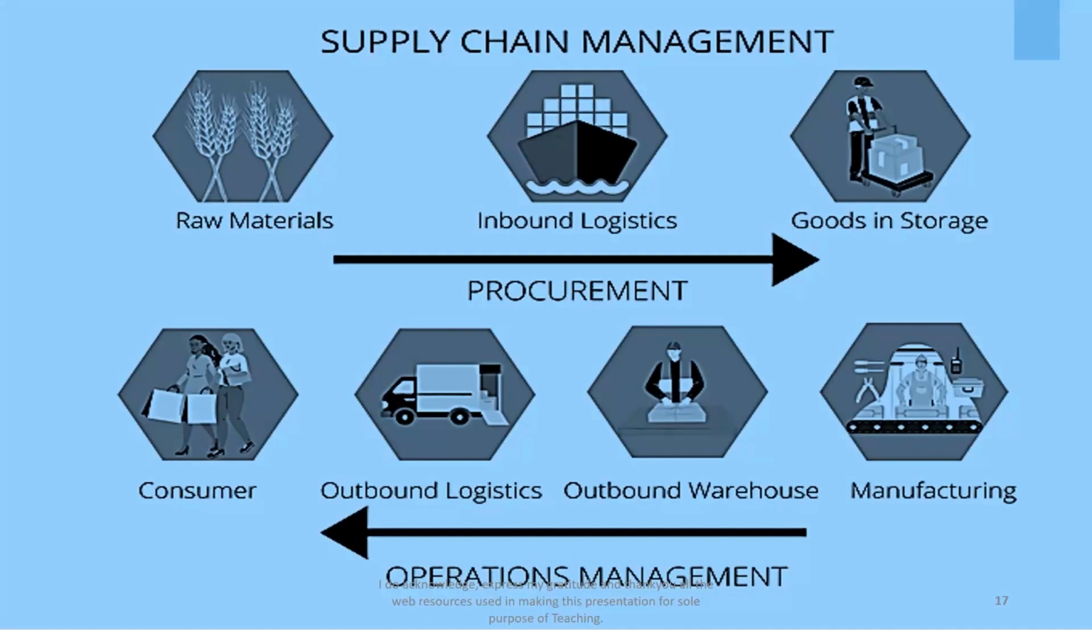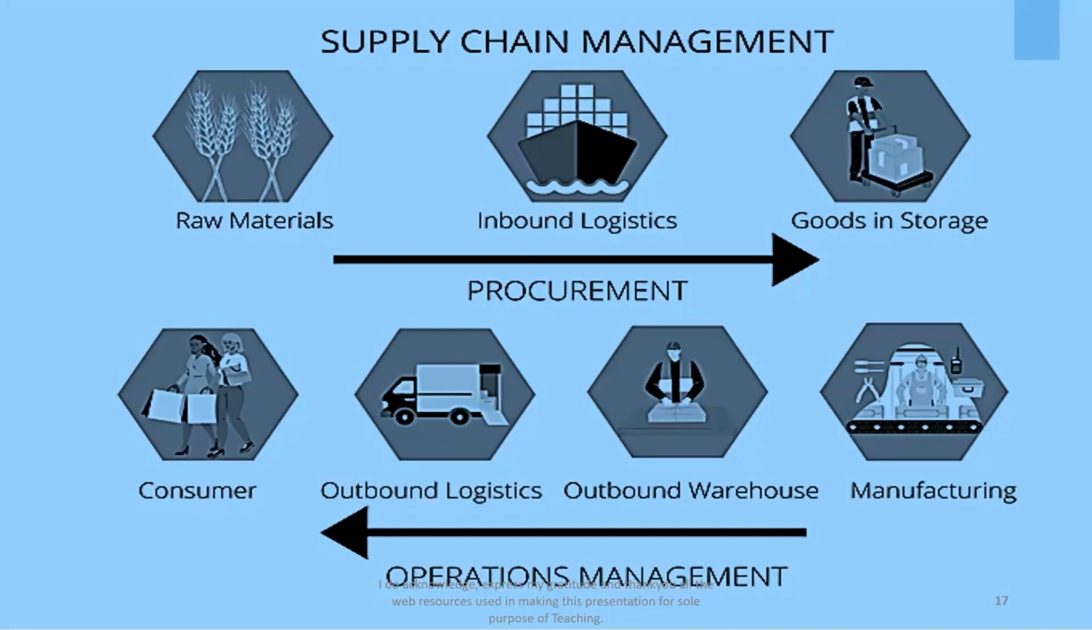The goods in storage are given to the manufacturer. The manufacturer produces the product and sends it to the outbound warehouse. Now the product is ready for outbound, and with the help of outbound logistics, it reaches the consumer. So the first is procurement management, and the second is operation management also.